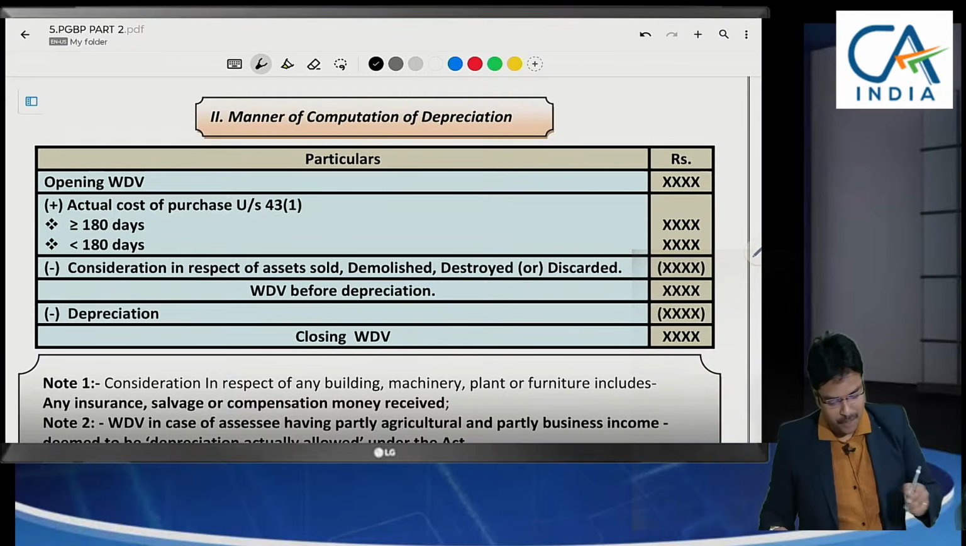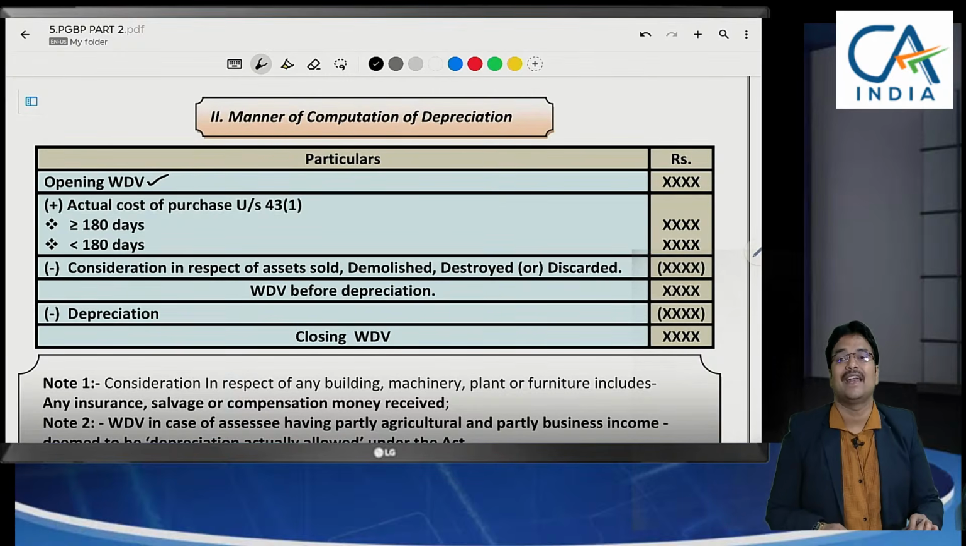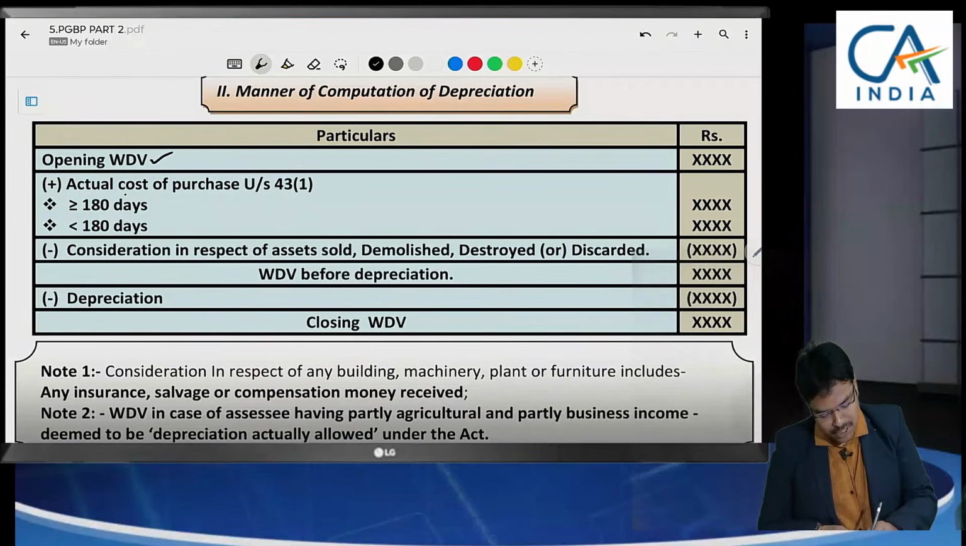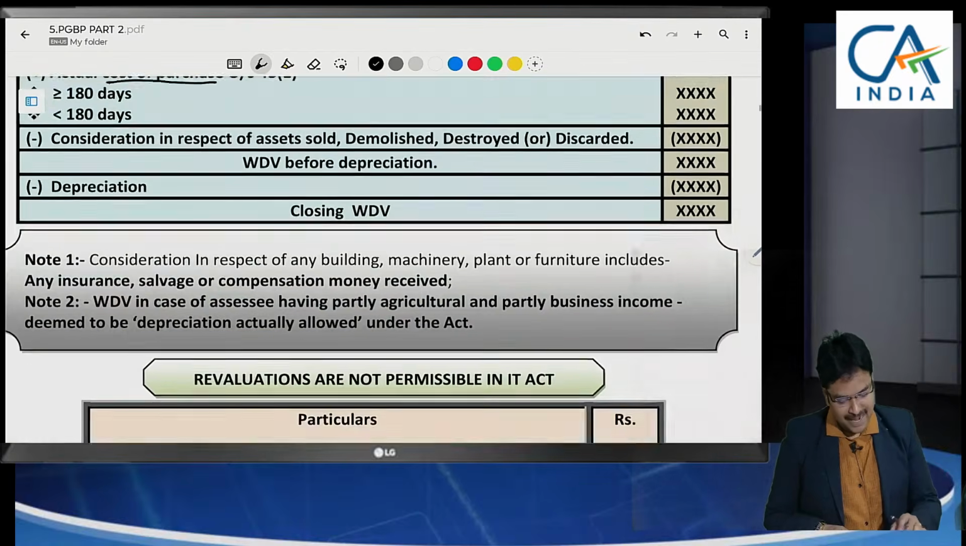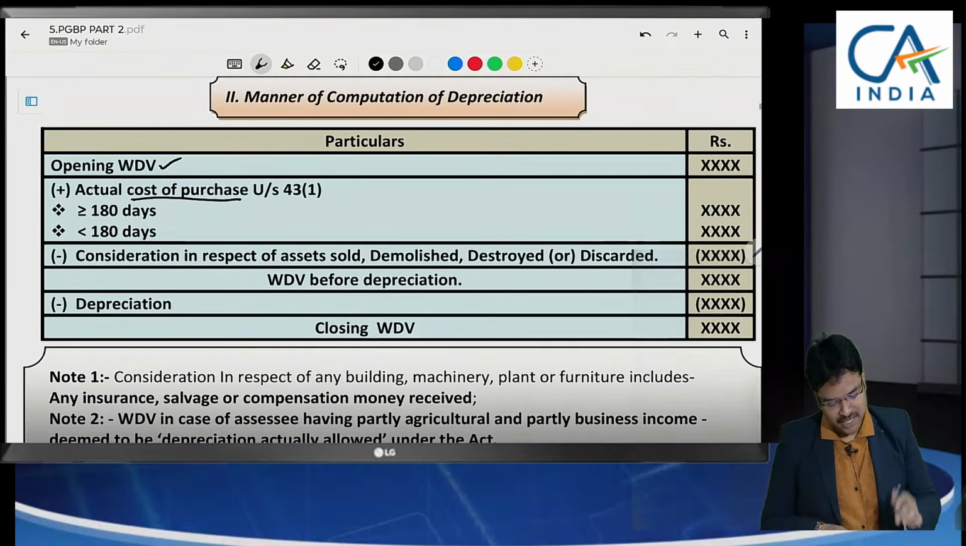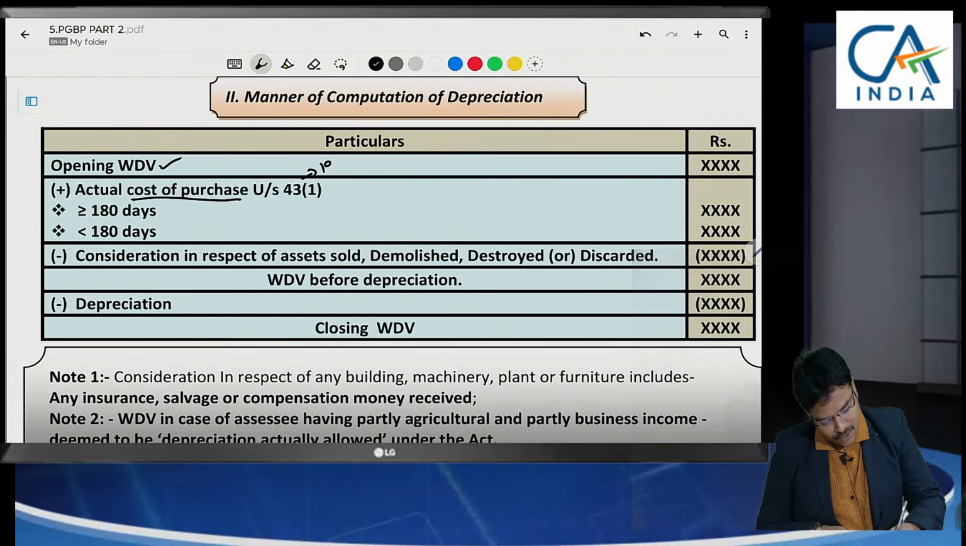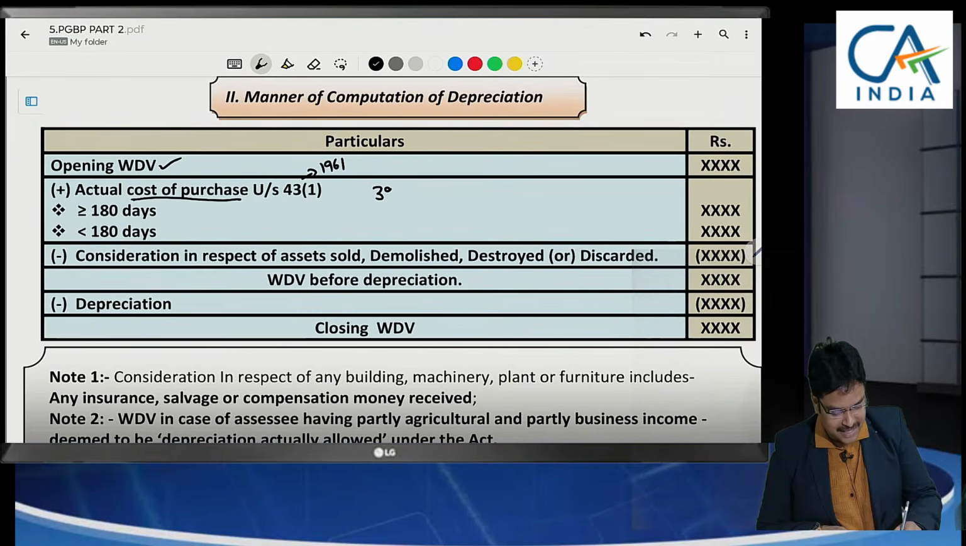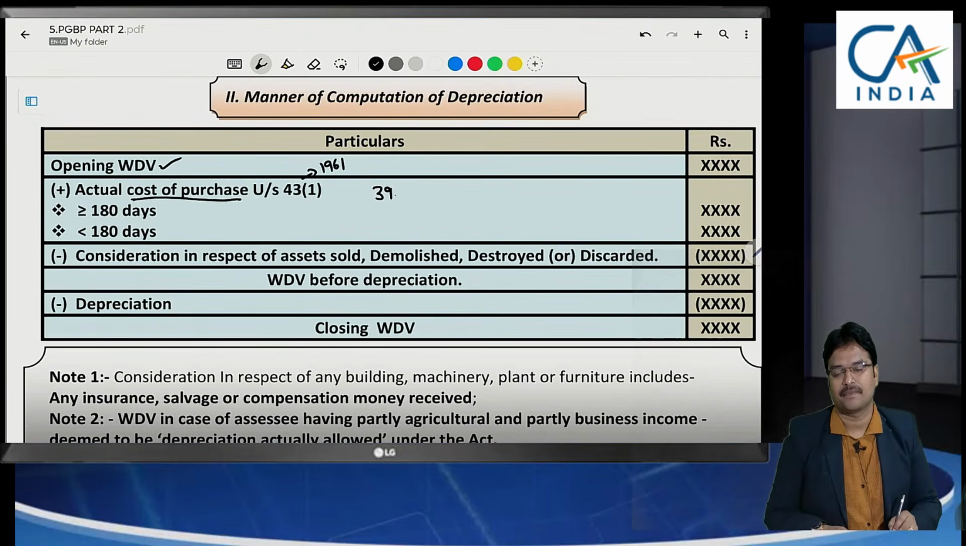So what is that format? We begin with opening WDV. That means we follow only the written down value method in this case. So the actual cost of purchase must be added. What must be added? Actual cost of purchase. This is section 43(1) of the 1961 Act, and in the new Income Tax Act it is section 39. Actual cost of purchase must be added.